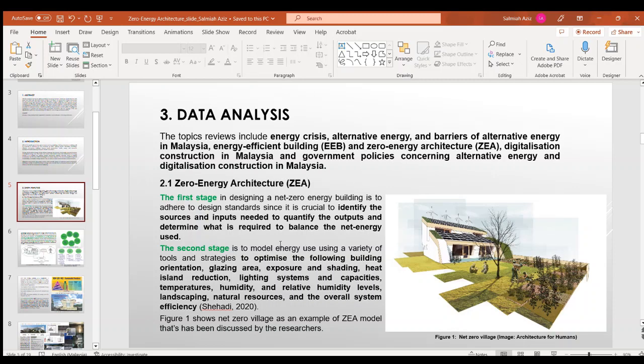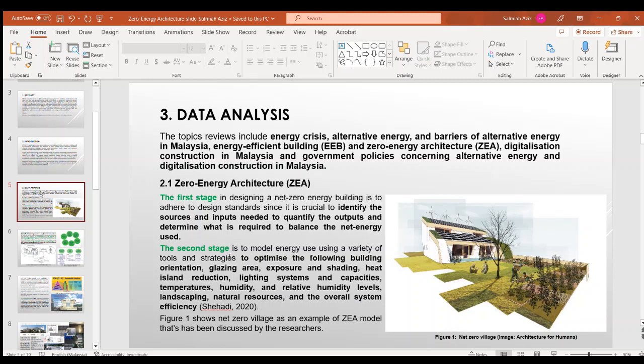If we look into zero energy architecture, the first stage in designing a net zero energy building is to adhere to design standards, since it is crucial to identify the sources and inputs needed to quantify the outputs and determine what is required to balance the net energy use.